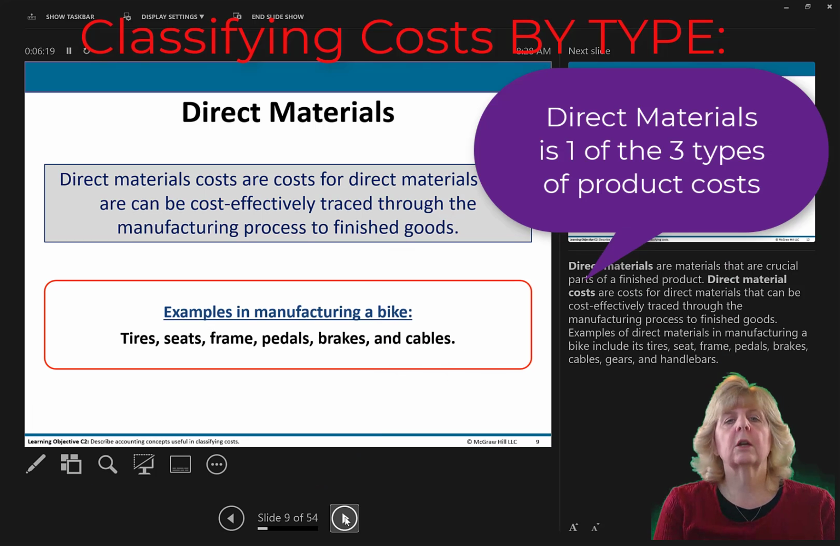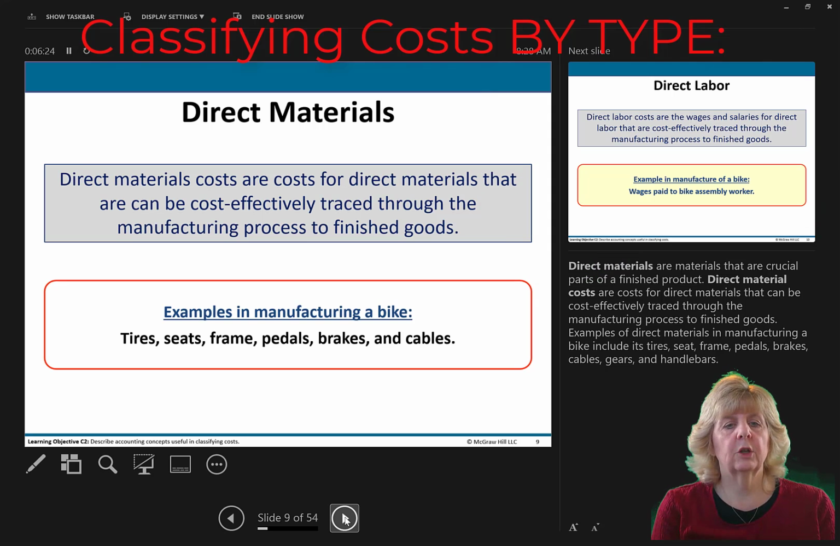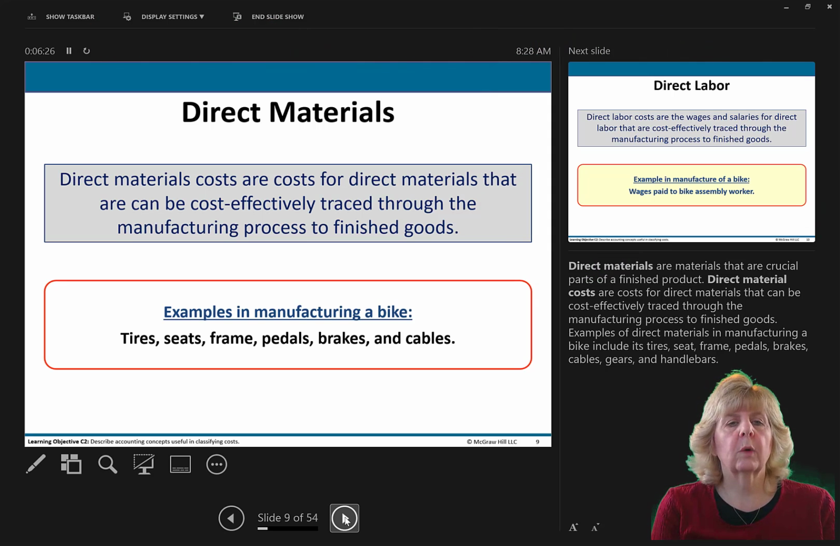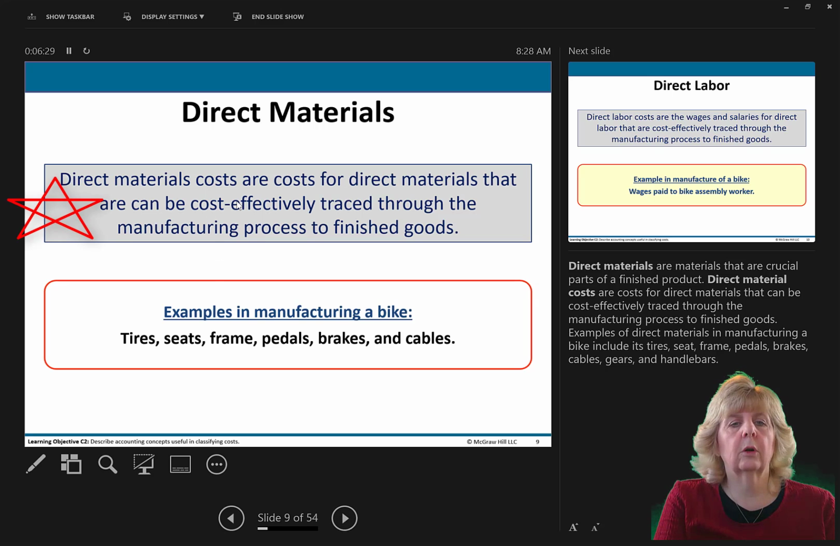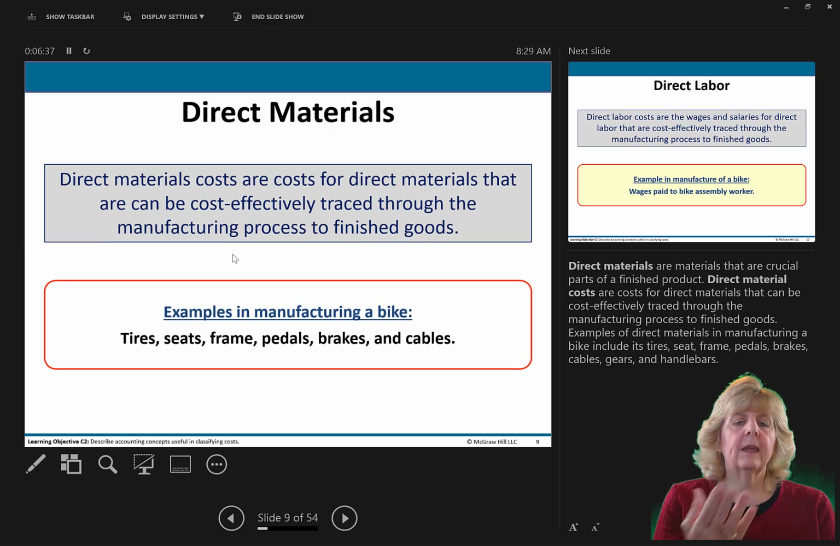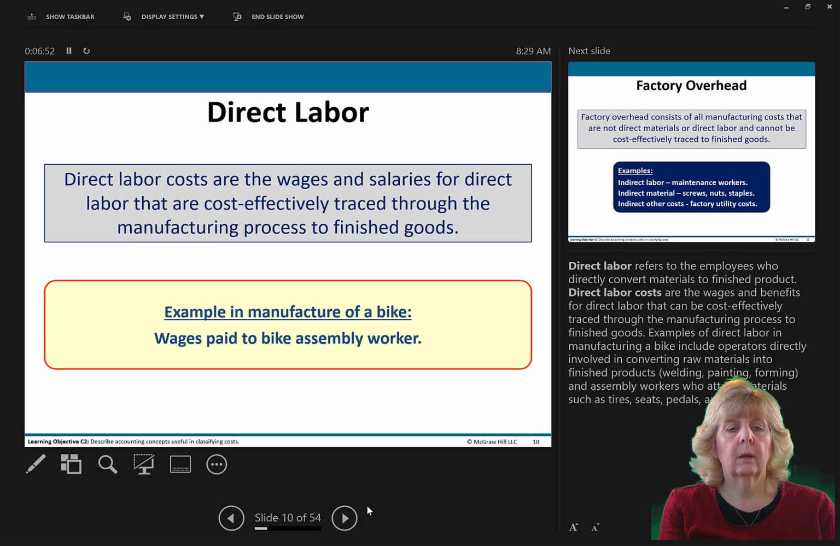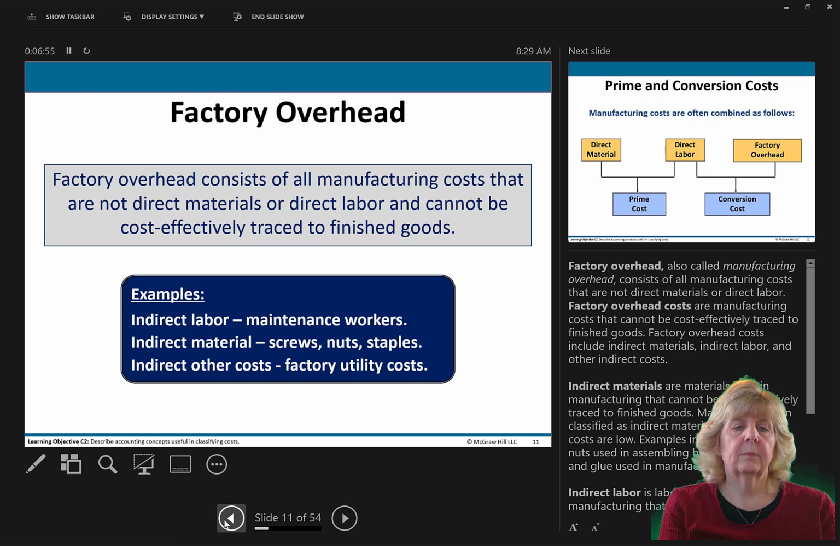So direct materials is one of the three major types of product costs. And as you see on the screen, direct materials are costs for direct materials that can be effectively traced through the manufacturing process to finished goods. They give you examples in manufacturing or making a bike. Those would be the materials that you can see go actually onto the bike: the tires, the seats, the frames, the metal, brakes, and cables. Whoops, I skipped one there.